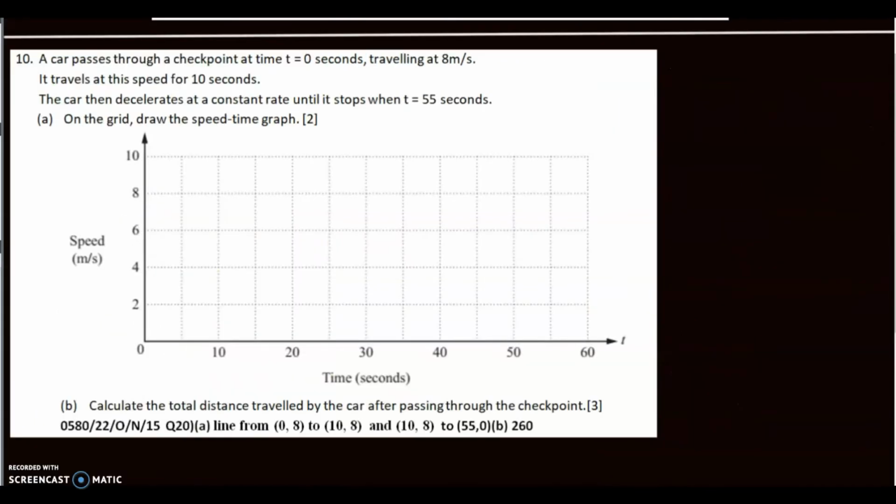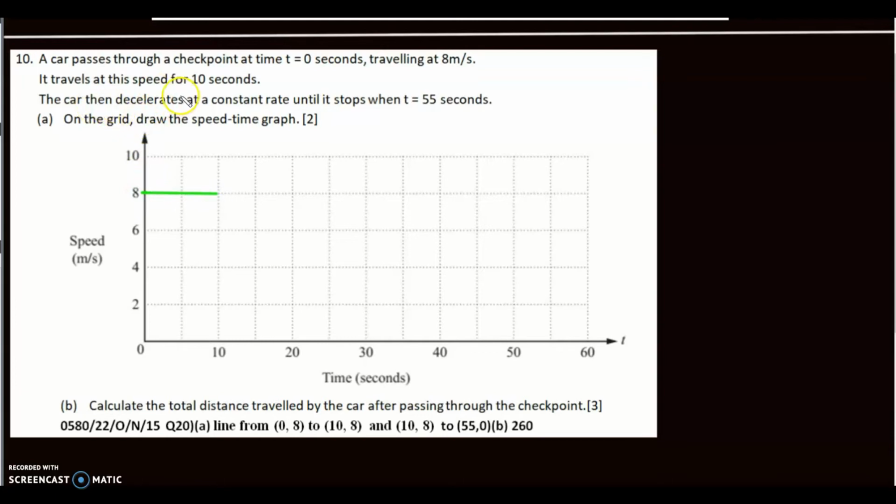Okay, in this question we actually have to draw a speed time graph. So let's read the data. A car passes through a checkpoint at time t equals 0 seconds, traveling at 8 meters per second. So at time 0, the speed is 8. It travels at this speed for 10 seconds. So we make a straight line till 10 seconds.